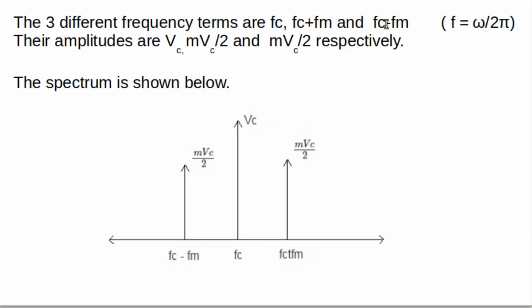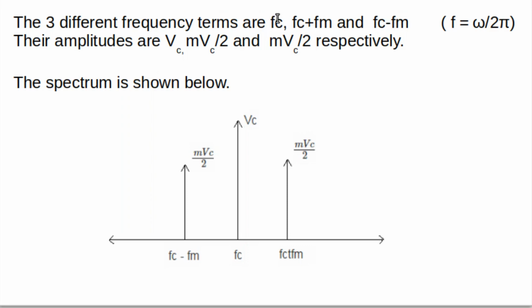And instead of writing the angular frequency, if we use the linear frequency, that can be obtained from the equation f equal to omega by 2 pi. Dividing by 2 pi, we can get the linear frequency from the angular frequency. So the linear frequencies are fc, fc plus fm, and fc minus fm.